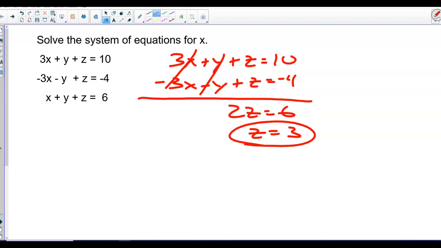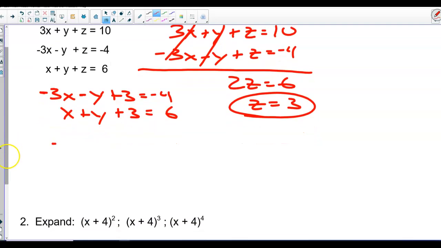Now I'm looking for my x, but what I can do here is this. Okay? If I plug my 3 in for z, I'm going to use these bottom two right here. I don't want to use the top two because the x just disappears. We're trying to solve for the x. So I'm going to do negative 3x minus y plus 3 equals negative 4, and I'm going to get x plus y plus 3 equals 6. That's going to be my new system. So negative 3x minus y equals a negative 7, and x plus y equals 3.